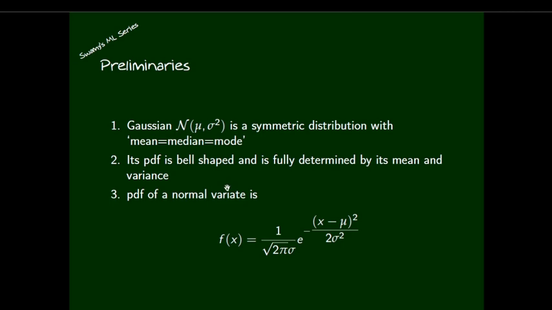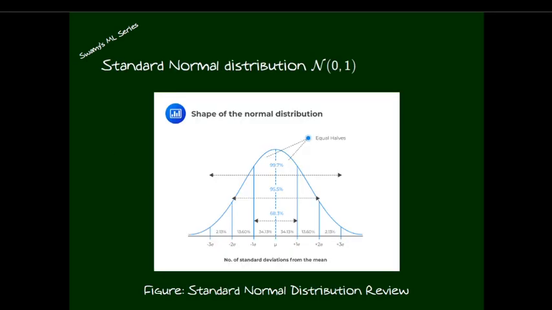Now the PDF of the normal variate is given by f of x equals 1 by root of 2 pi sigma square, where this sigma is inside the root, times e raised to minus of (x minus mu) the whole square by 2 sigma square. All this expression is in the power of e. So this expression gives a bell-shaped structure to this Gaussian distribution. Now we are going to discuss the standard normal distribution, the most used probability distribution in statistics.